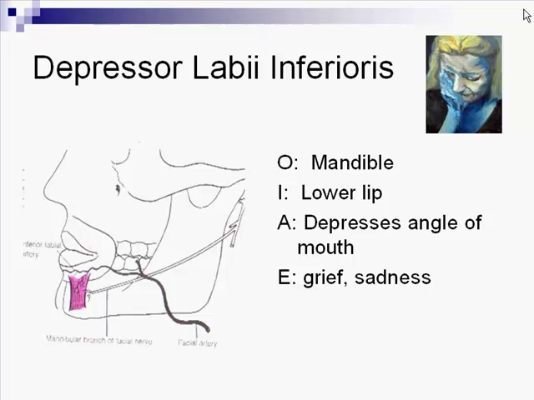So now think about depressor labii inferioris. This would depress the lower lip. This is a superficial muscle. Its origin is in the mandible, insertion is the lower lip.